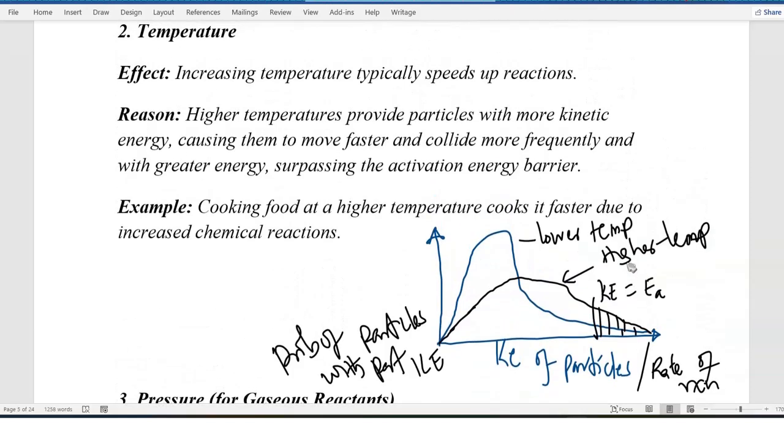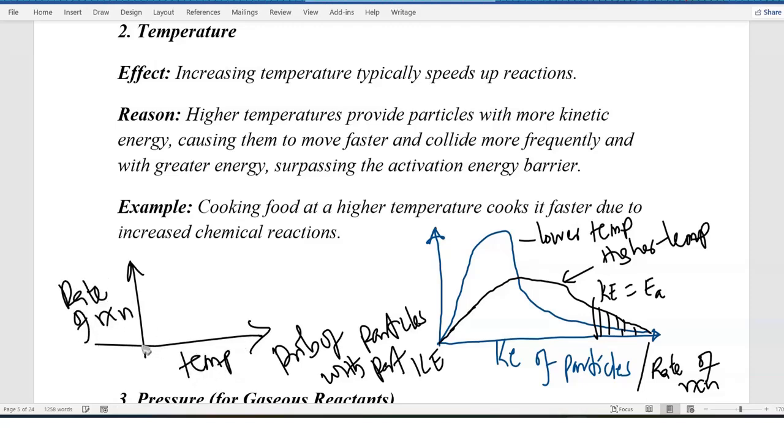Maybe if I'm to draw another graph talking about rate of reaction versus temperature, I'll find that I can first of all have a linear graph that represents the rate of reaction and temperature.